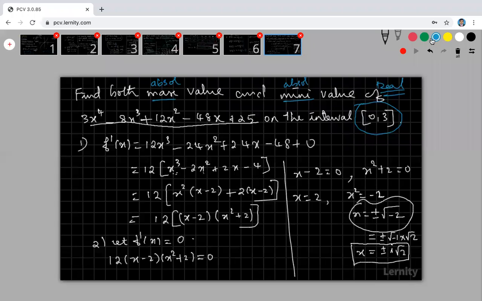So it is a complex number. Then what to do, sir? Omit it, don't consider it. Why? This is a complex number, it does not belong to the real numbers. Because my function is a real function, you just omit this x value and consider only the other x value. This is my critical point. Are you clear? So x is equal to 2 is a critical point.